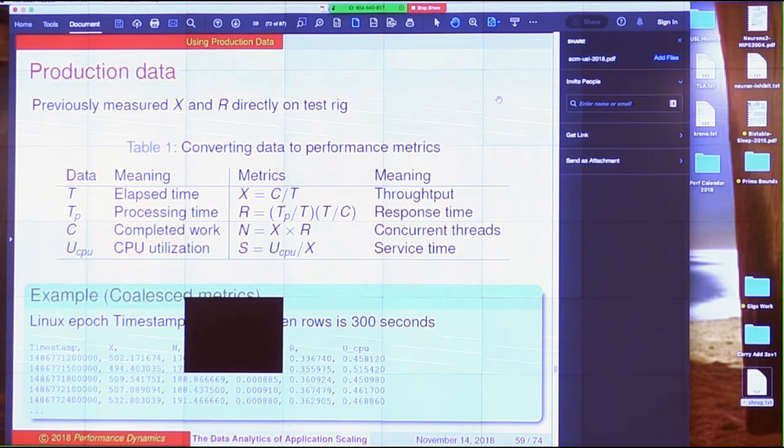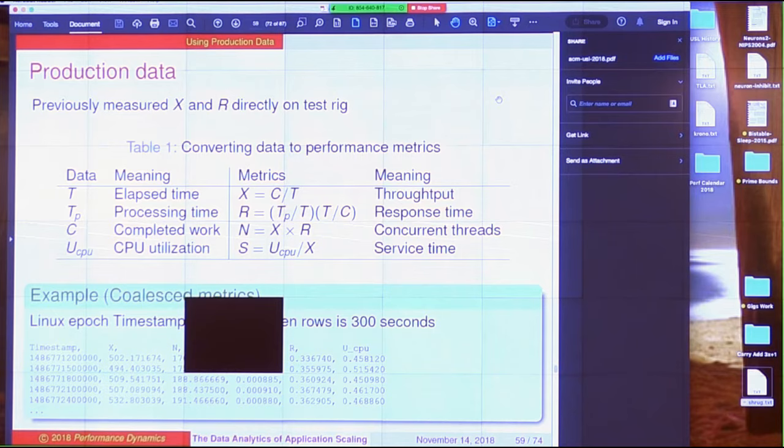getting data off a production system can be very difficult. One thing that really helped here was it's a Java-based application, so you can use something like the JMX interface, there's a whole bunch of tools that work with that kind of thing, and that helps a lot. So we used a combination of JMX and some Linux operating system metrics and so on and so forth. I don't want to go into all of that detail here.